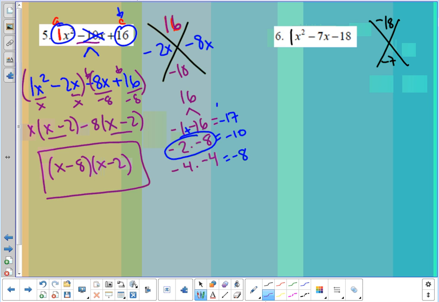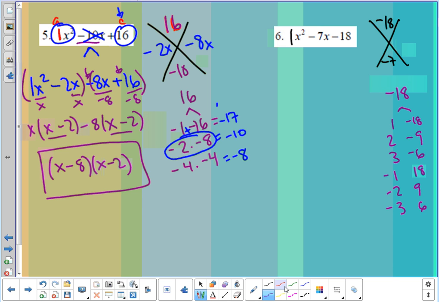When you have a negative product, that means that one of the two numbers that you make has to be negative. You've got to have one positive and one negative. So this is going to be like positive 1 and negative 18, positive 2 and negative 9, positive 3 and negative 6, and that's it for my options. But it could also be negative 1 and positive 18, negative 2 and positive 9, negative 3 and positive 6.